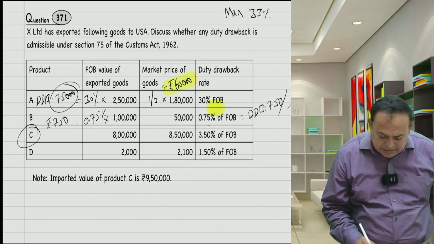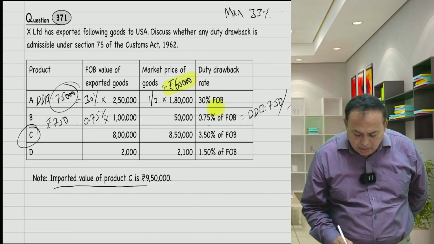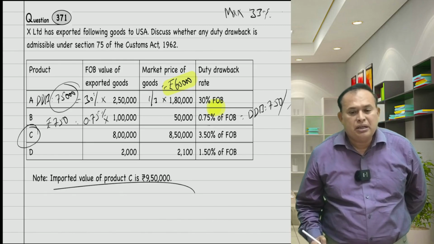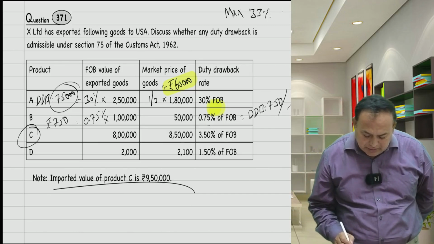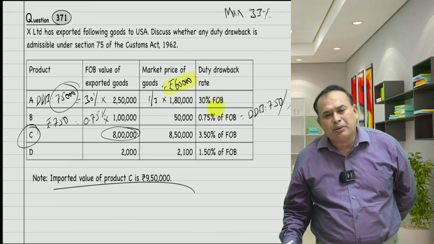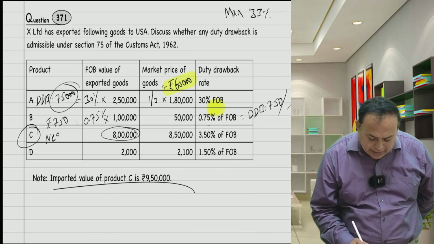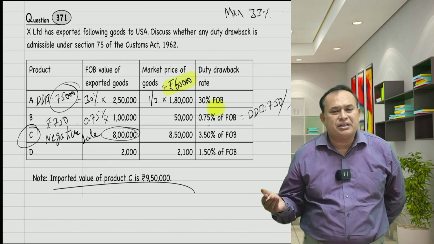Then point number C. Be careful. Imported product C 9,50,000 means what? The value of import, they said here, 9,50,000 import value, purchase value. My export after manufacture, how much? 8 lakh. Meaning thereby what? It is a negative sale. Negative sale, no drawback, as you are aware of that.